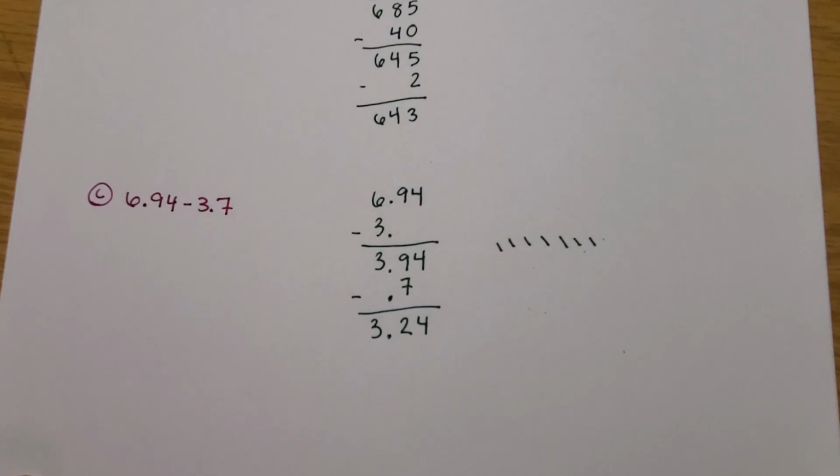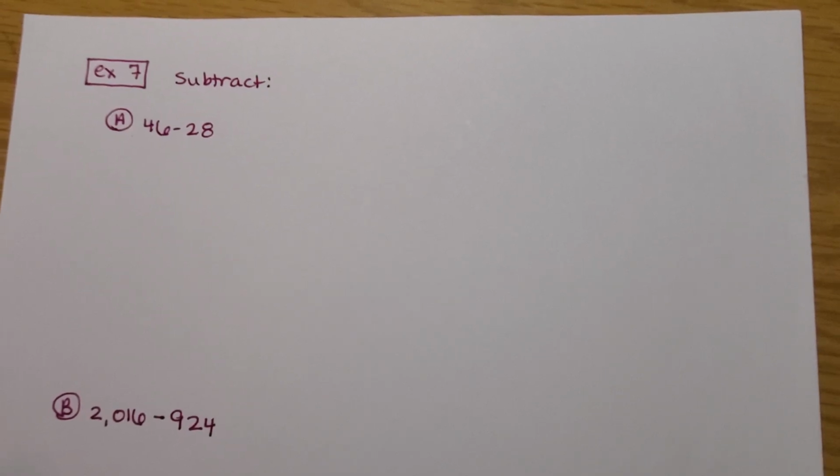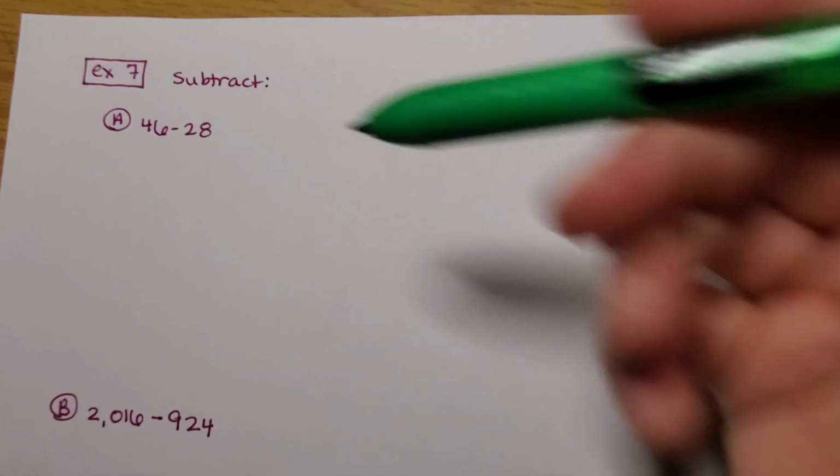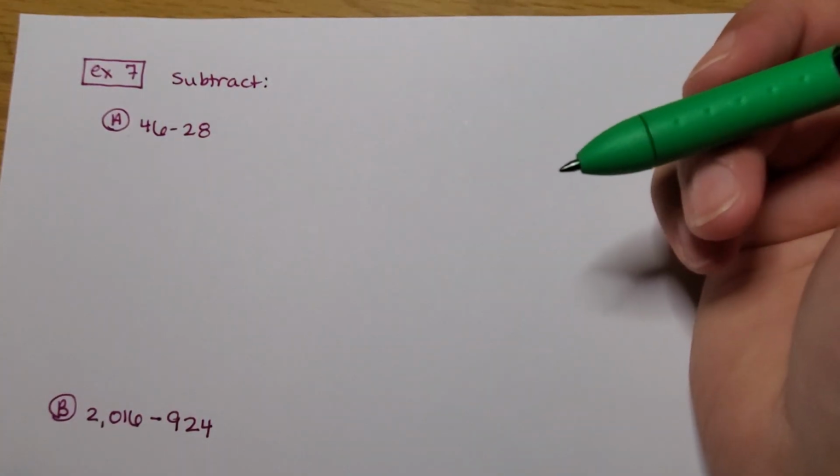All right, so next we're going to look at a couple examples where it might be a little bit tougher to do the subtraction if we had been using a traditional method. So let's take a look at those. All right, so let's carry on. Sorry that got a little bit shaky there. So let's carry on, and we're going to do 46 minus 28.